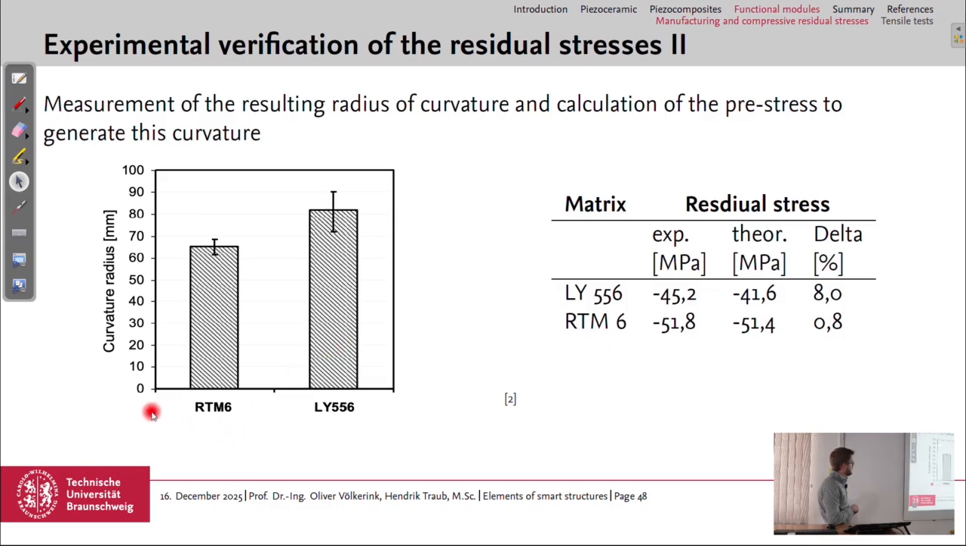So the different materials result in different curvature radii. I'm not sure if the layer thicknesses are the same here, what kind of specimens are really used, but if we calculate it, then we can see that the theoretically calculated residual stresses are close to the experimental ones. So the model works quite well to predict the residual stresses.